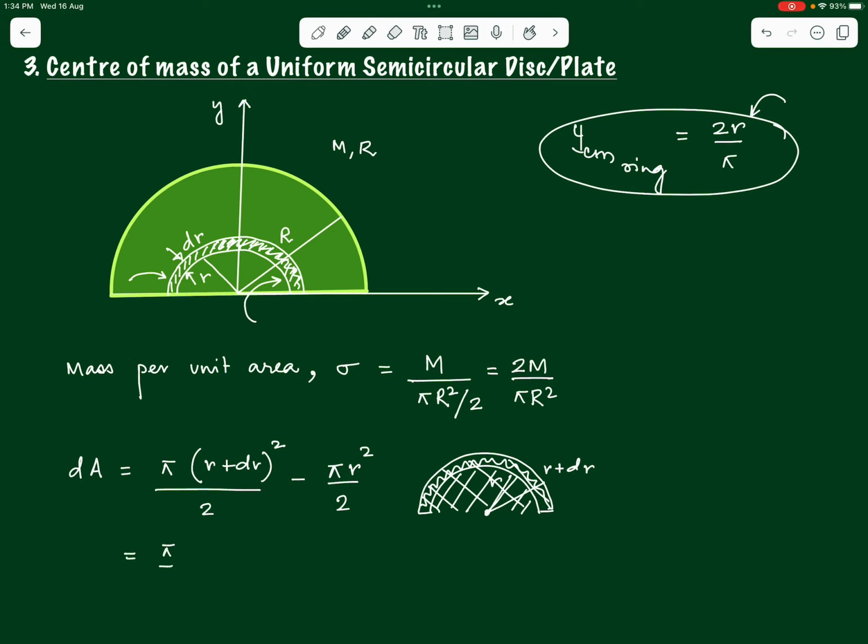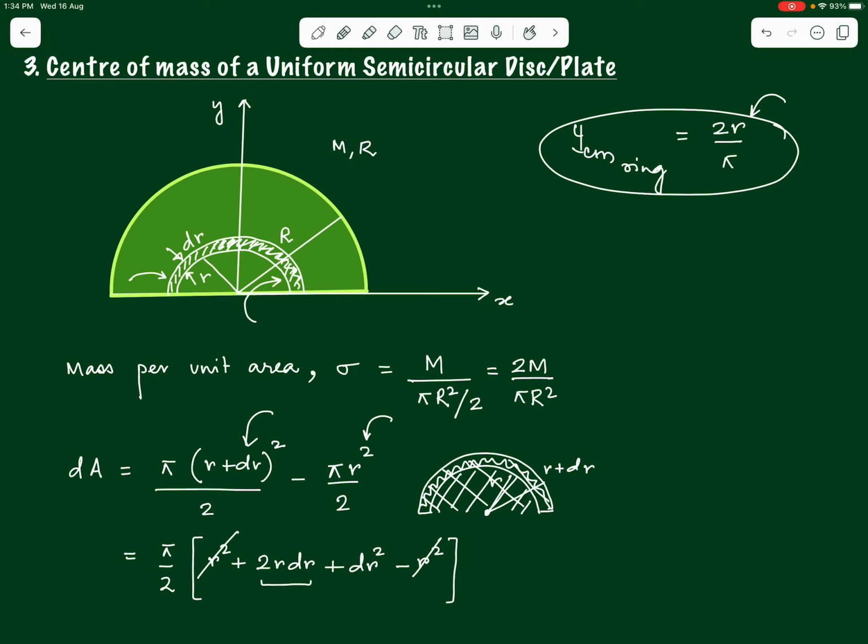Now what we do next is we solve this. Pi by 2 we can take outside, and inside the bracket let us open up the square to get r squared plus 2r dr plus dr squared, and then there is a minus r squared in the second term, so minus of r squared. See that the plus r squared and the minus r squared will cancel out.